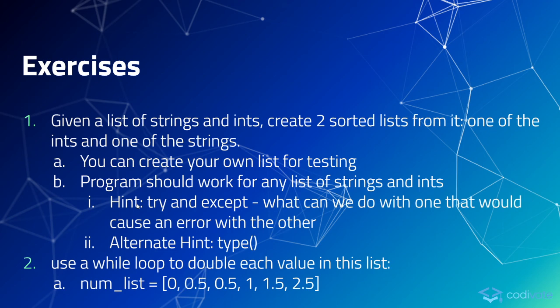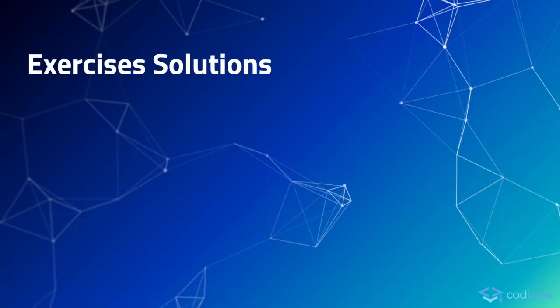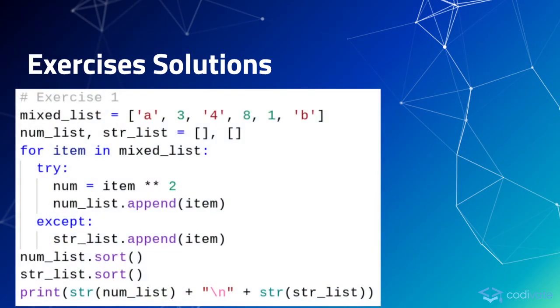One of the ways we can approach this problem is to use try and except. The other way, which might be easier, is to use the type function that we looked at recently. The example goes through the way that involves using try and except. We have our mixed list that has some strings and some ints. We also make two new empty lists that we are going to be storing all the nums in one of them and all the strings in the other.